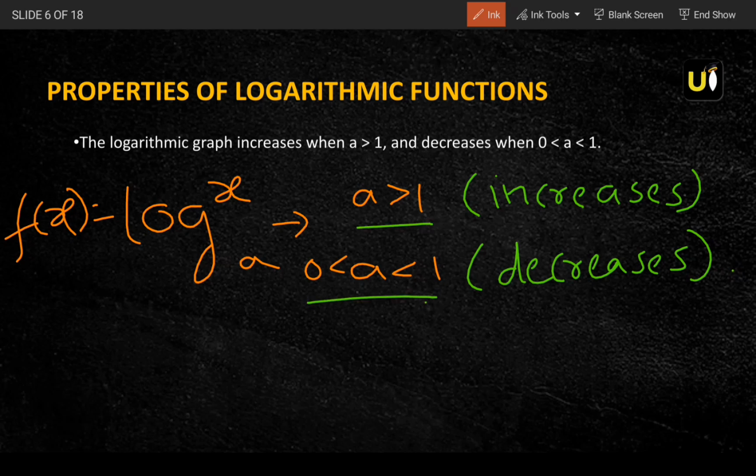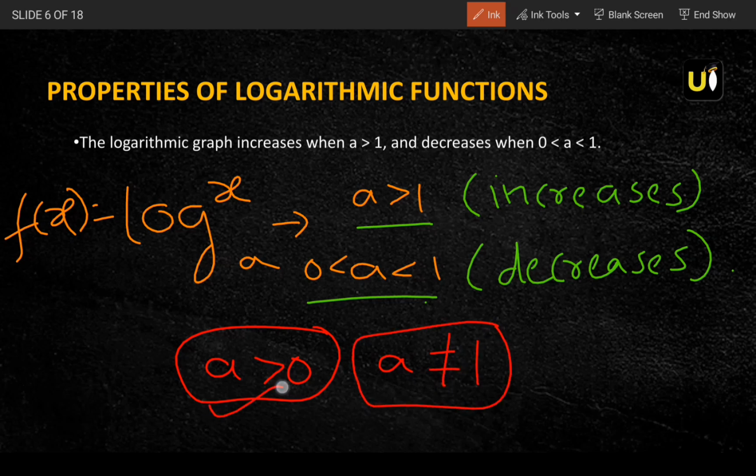And there is one more thing to identify: a is always greater than 0 and a is not equal to 1. These are the two points that you have to remember, that the base is always greater than 0, it cannot be negative, it is not equal to 0 also, and it is not equal to 1.